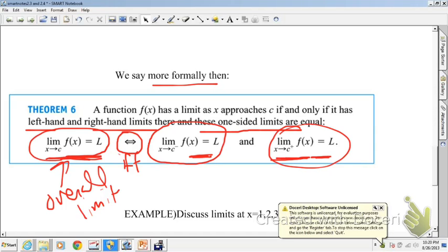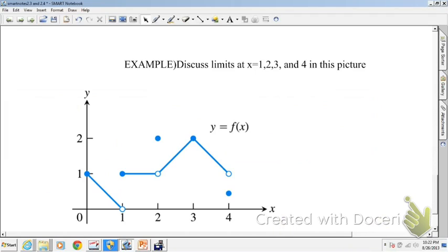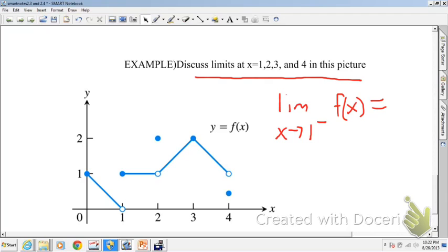We're going to discuss some more here in a moment. I know what I just said there was a little abstract, so I think this picture will help make it a little bit tangible. Discuss the limits at x equal to 1, 2, 3, and 4, etc. So let's just kind of play with this. What's the limit as x approaches 1 from the left of this function? Well, as I'm coming in towards 1 from the left, what's happening? My functional values are at 0, so that would be 0.